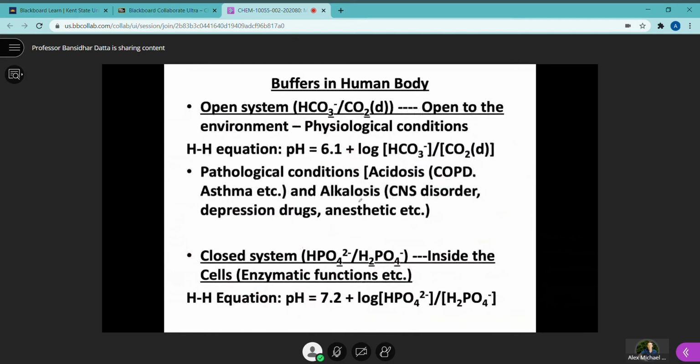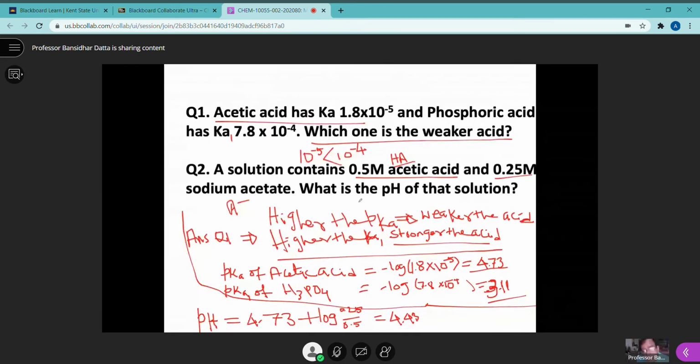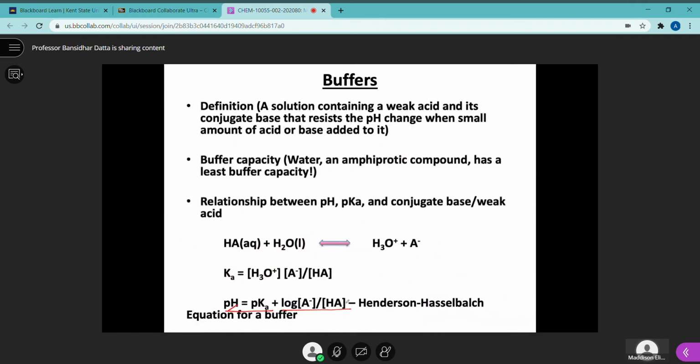Why is it 0.25 divided by 0.5? Because it is the concentration of A minus divided by the concentration of HA. Do you have the Henderson-Hasselbalch equation with you? Right here. Log of the concentration of A minus divided by the concentration of HA. Okay? All right. Let's move on.